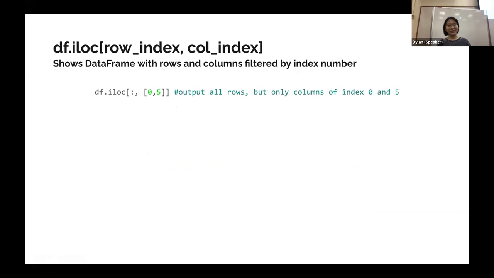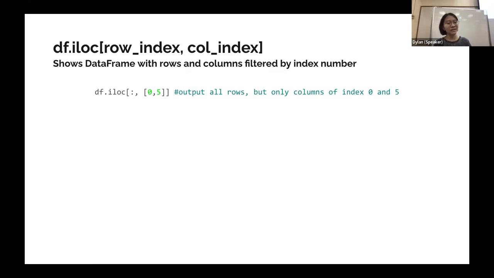Then we have df.iloc, which is similar. You can grab specific rows and columns of a data frame, but instead of doing it by label, like the names of the columns and the rows, you are doing it by index. So, like the index that you work with when you use tuples and lists in Python. Let's say I want the first column and the sixth column of the data frame.